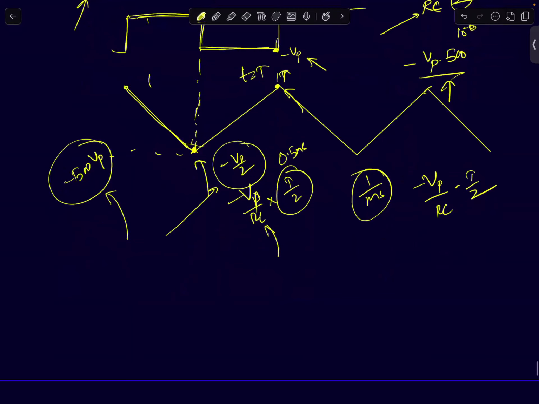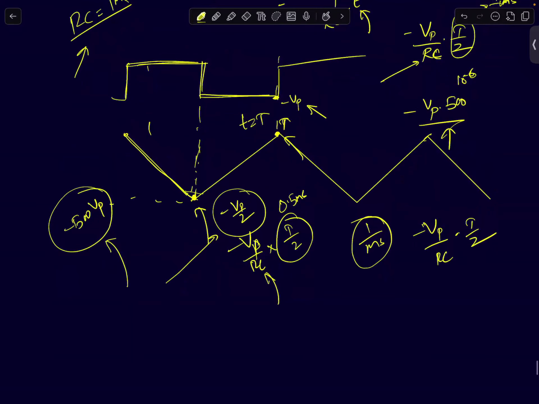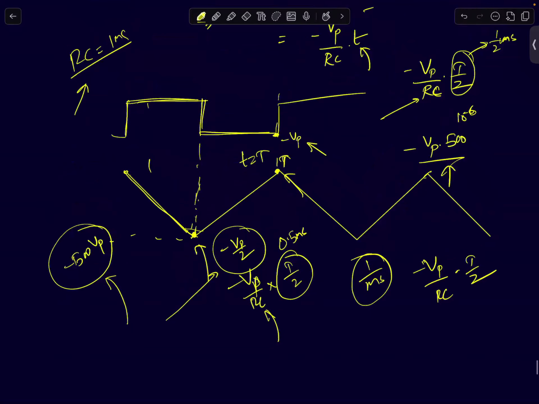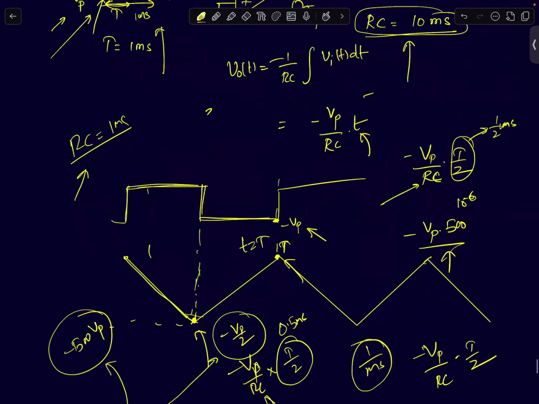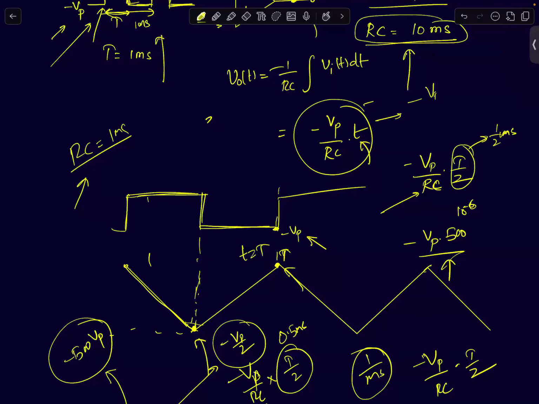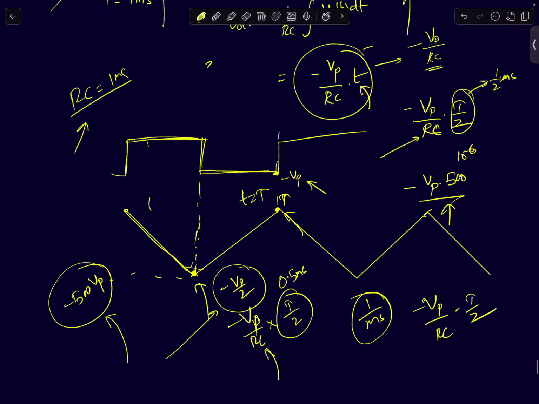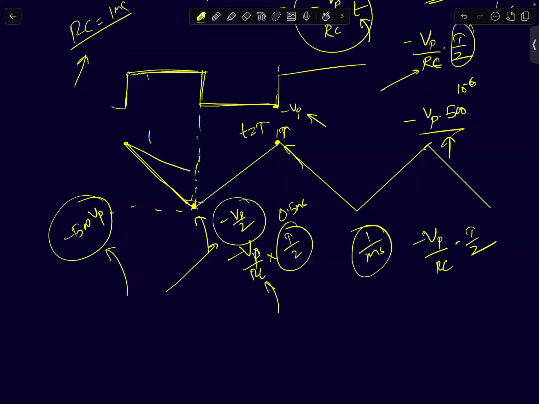All that matters is that RC will determine your slope. If you see this waveform, the slope of this waveform is simply Vp by RC. A smaller time constant means a larger slope. So the waveform will look something like this. Let's assume somewhere in the middle, I'm plotting it on a log scale, not properly to scale. This is minus Vp by 2 for a time constant of 1 millisecond.